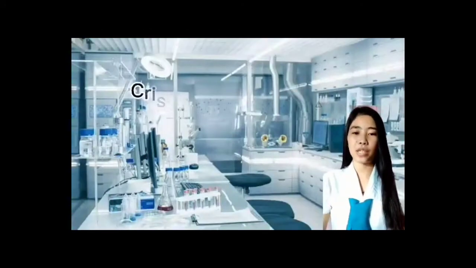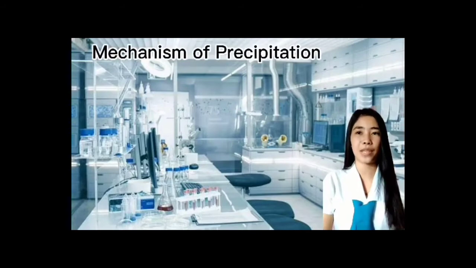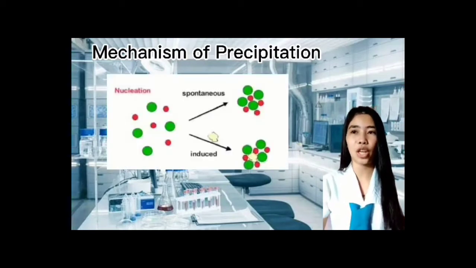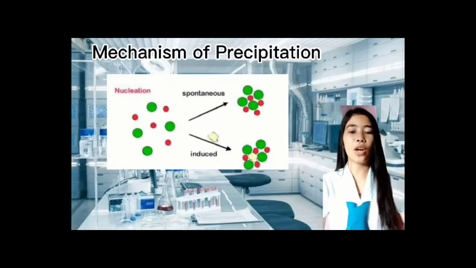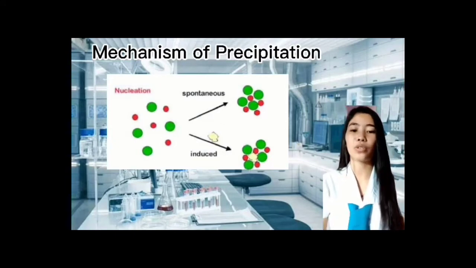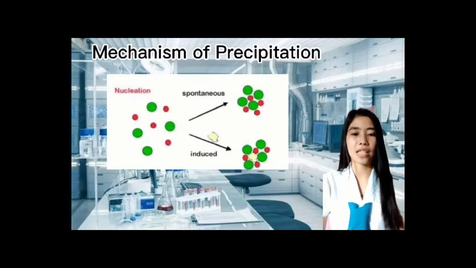Good day everyone, I am Christine Aloy and my first topic is all about the mechanism of precipitation. So there are two competing processes in crystal formation. The first process is nucleation. It occurs when a small number of ions, atoms, or molecules initially unite. There are two types: spontaneous and induced. Spontaneous nucleation will occur on its own, while the induced requires a seed particle to get things started, like dust, other crystals, or glass fragments.